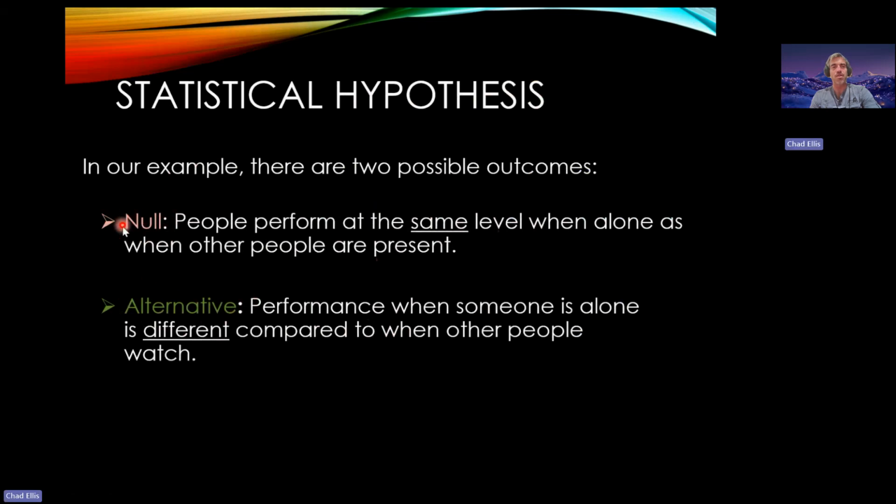Now, basically, we're going to be using our stat test to determine which one of these we're going to choose. We have to choose one. We can't choose neither. We either have to go with the null hypothesis, fail to reject it, or if we reject the null hypothesis, we're going to go with the alternative hypothesis.